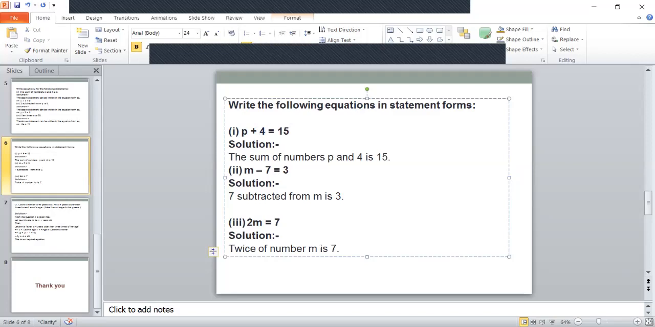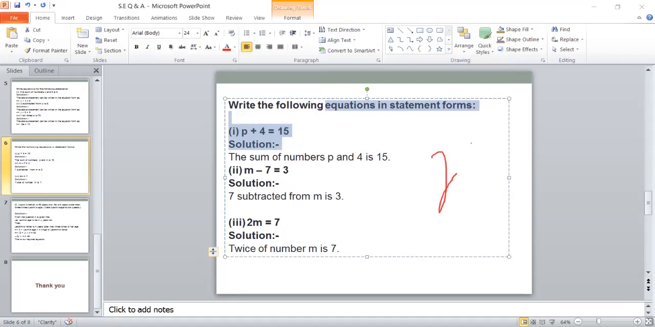Then m minus 7 is 3. We can say 7 subtracted from m is 3. Then number 3: 2m is equal to 7. 2m means what? 2 into m, right? 2 into m. So 2m is equal to 7.